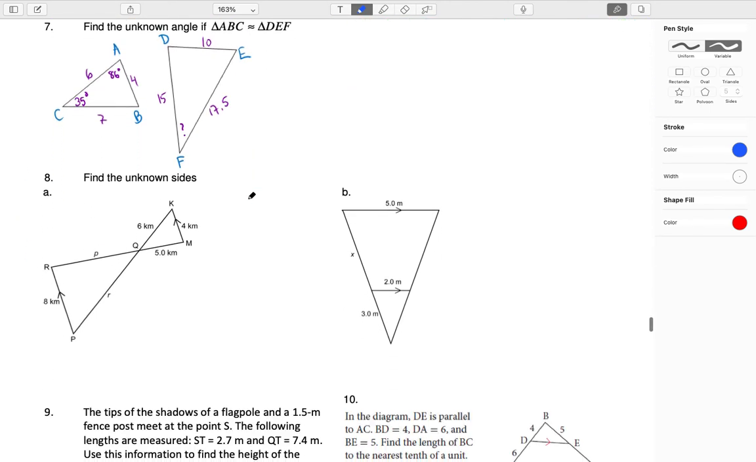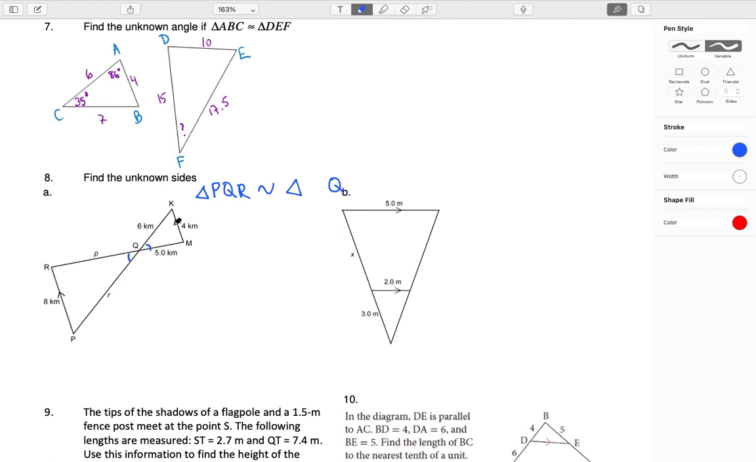Okay. So let's try another type of question. Let's try number 8a. It says find the unknown sides. So first of all, we need to write down the similar triangle statement. So it looks like we have the same angle. They're sharing the same angle Q. So let's say we have triangle PQR is similar to triangle. We know that Q is going to be the same. So Q stays in the middle.